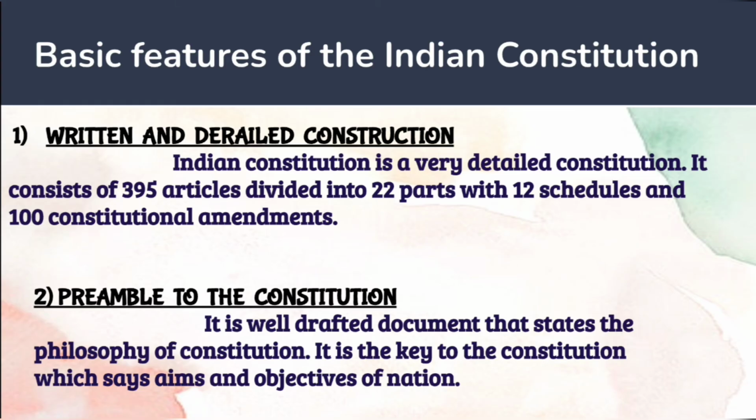Okay, now go for the basic features. So what are the basic features of the constitution? The first feature is the written and detailed format of a constitution. Our Indian constitution is very detailed, because it has 395 articles, 22 parts, 12 schedules, and many amendments. That's why it is called detailed. And our constitution is present in a written format. That's why it is called written and detailed.